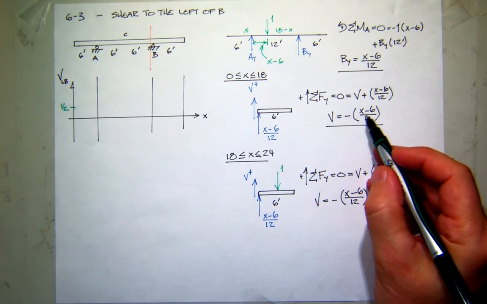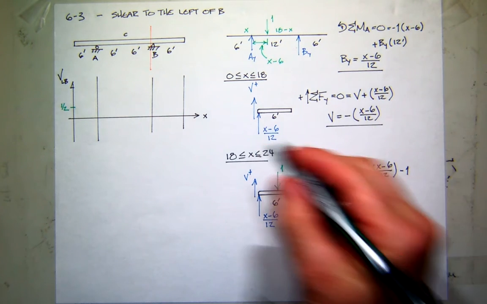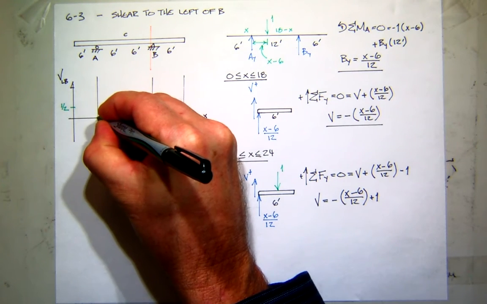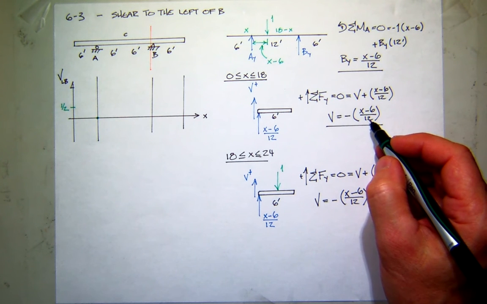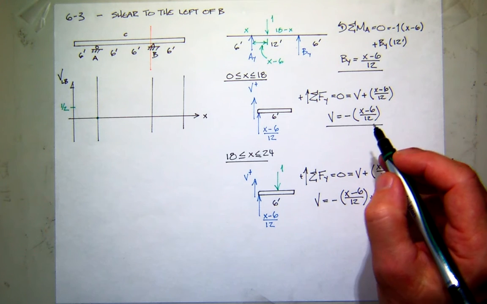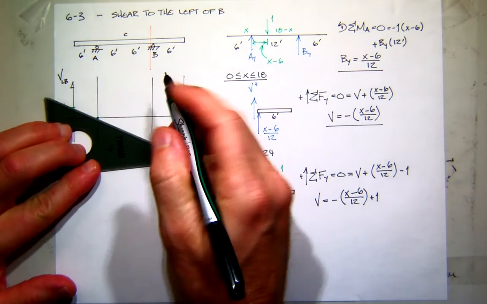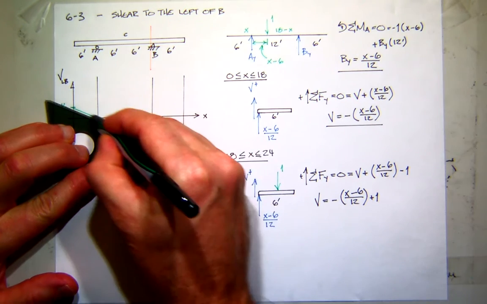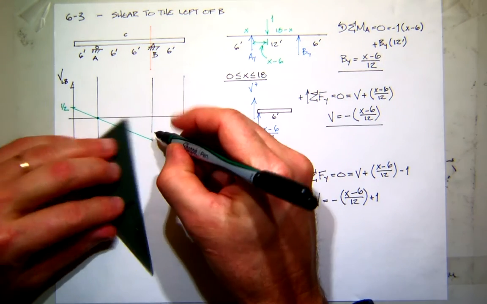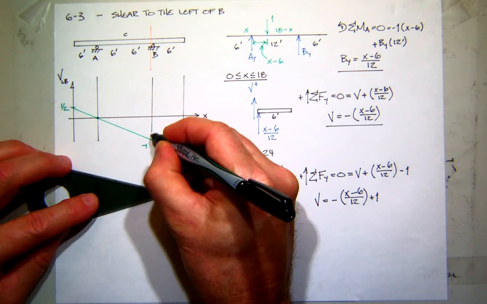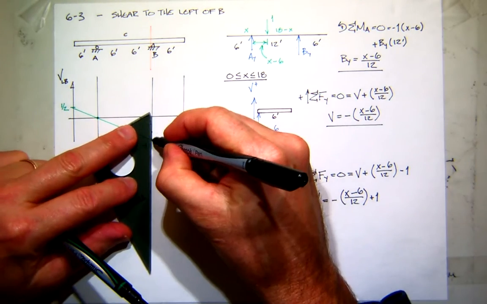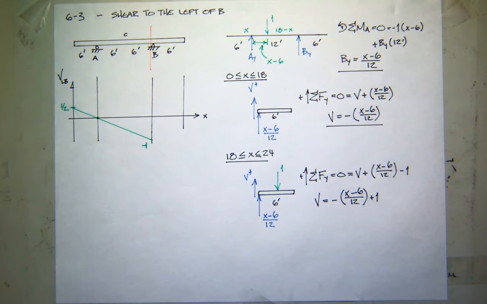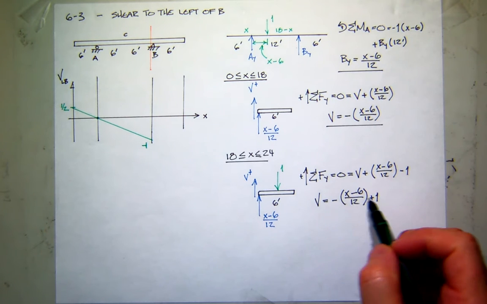At x equals 6, what do I get? 0. At x equal 18, what do I get? Minus 1. What else? That's it. So now we go to the left of B.